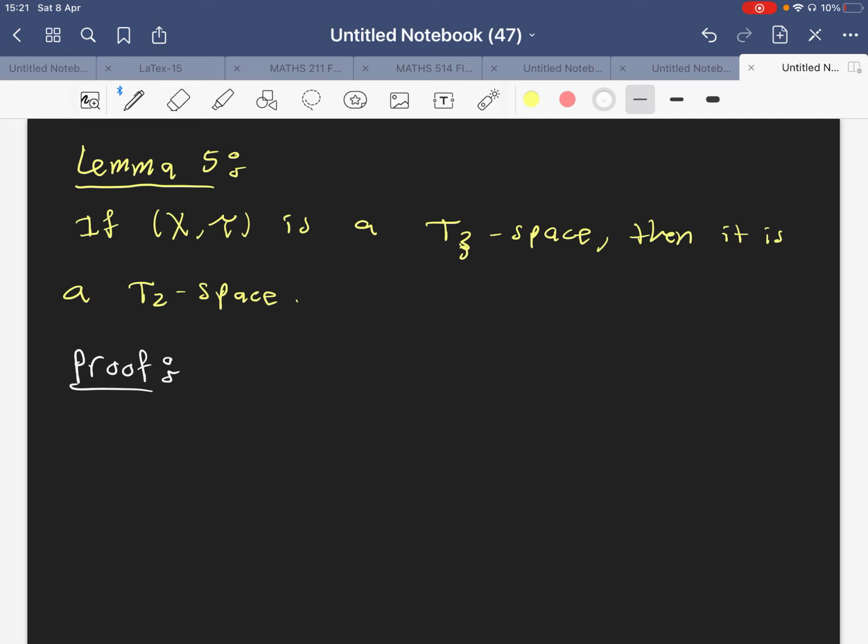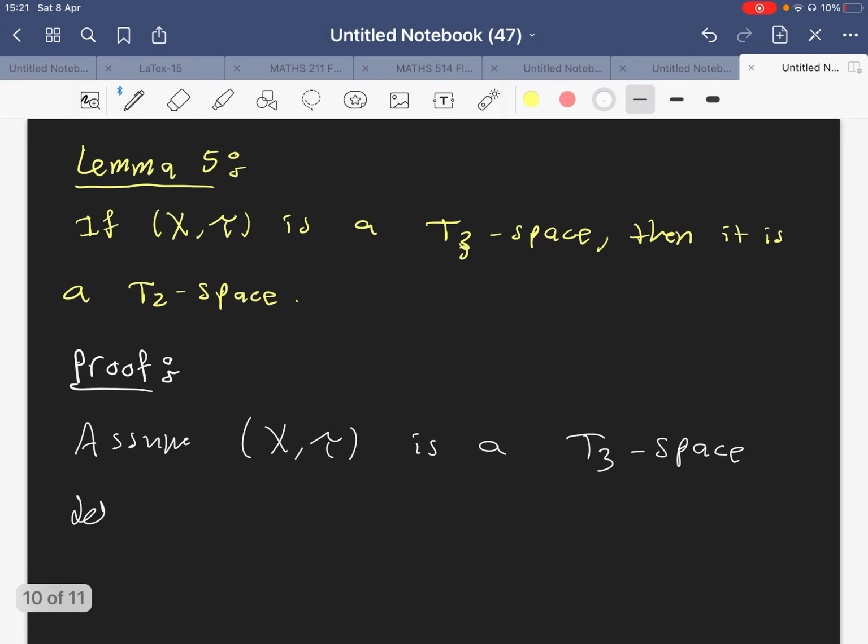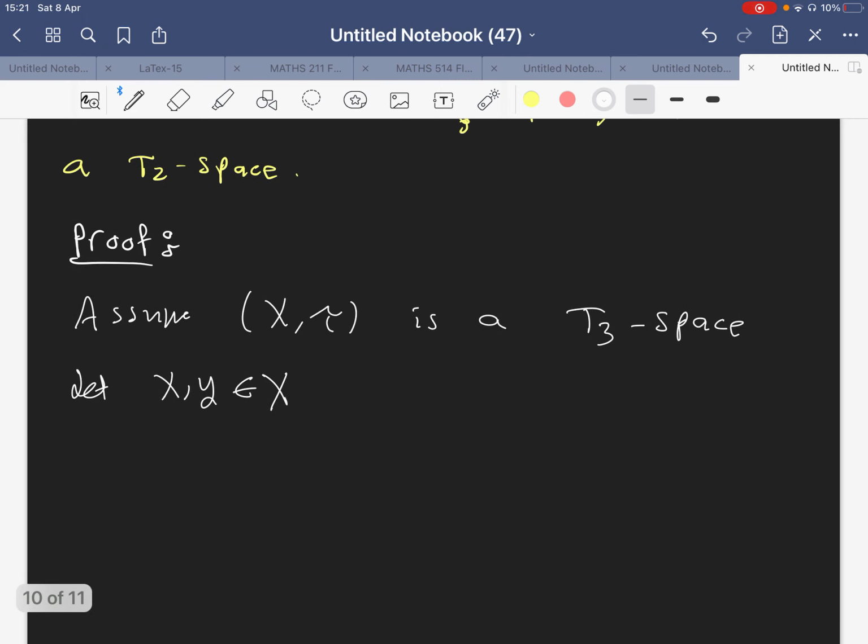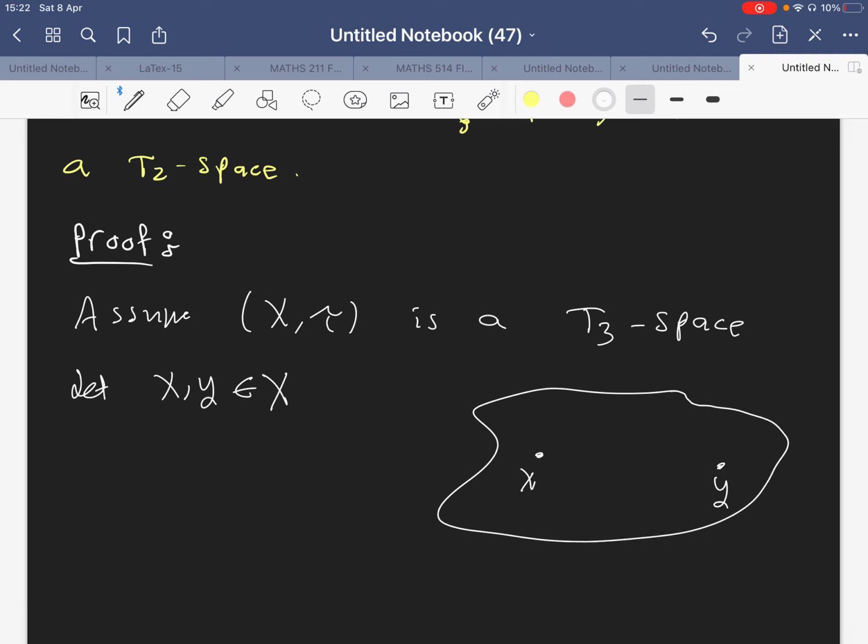So let's see how we will prove this one. I will assume my topological space is a T3 space. Remember, T3 means I can separate a point and a closed subset. What I want to do now is take 2 points, X and Y, in X, and I hope I can separate them.